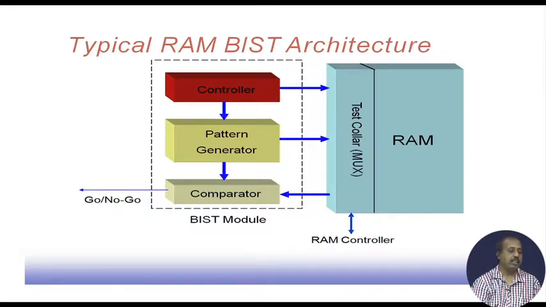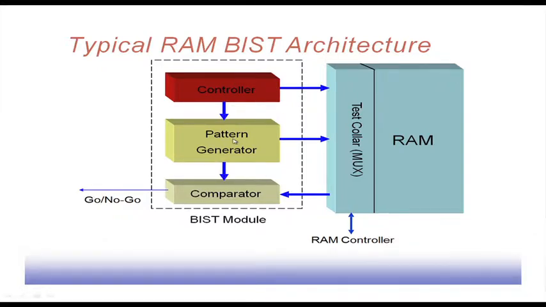So, there will be some multiplexers that will be selecting between the two. There is a pattern generator. This pattern generator module will be generating different march patterns if it is a march based test, or if it is a pseudo random test, it will generate those pseudo random patterns. And there is a comparator.